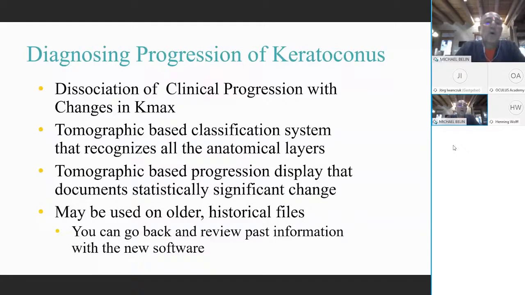We recognize that a tomographic-based classification system is one that recognizes all the anatomical layers. We now have a tomographic-based progression display that documents statistically significant change and looks at each anatomical layer. And as I already said, the progression display may be used on older historical files. You can go back and review past information with the new software. So if you've been following someone for a period of time, your older maps can be incorporated into this display. I think that's extremely important.